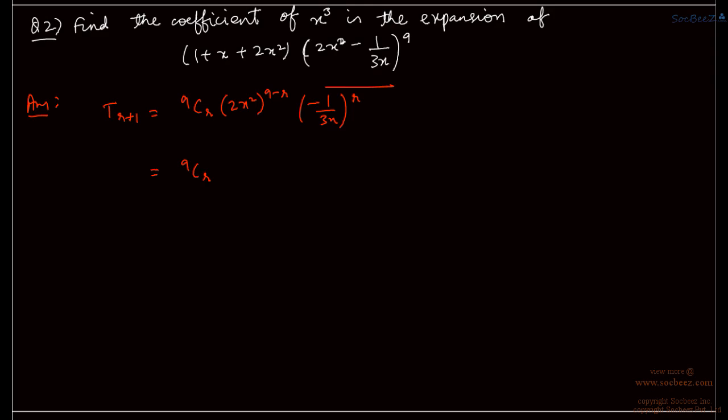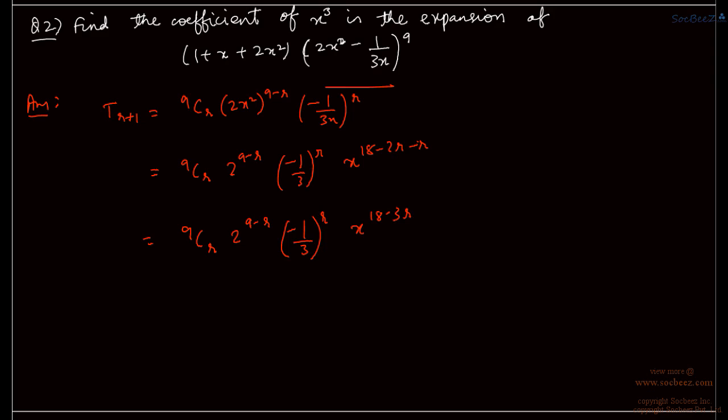So that gives us 9cr into 2 power 9 minus r into minus 1 by 3. Let's write all these coefficients earlier and then let's pull up the coefficient of x. So it's 2 into 9 minus r, that is 18 minus 2r, and again divided by x power r, so minus r. So what we get in the end is 9cr 2 power 9 minus r, minus 1 by 3 power r, into x power 18 minus 3r.